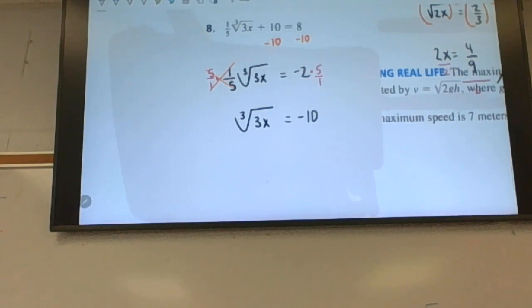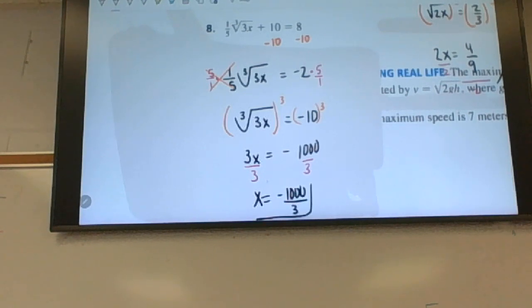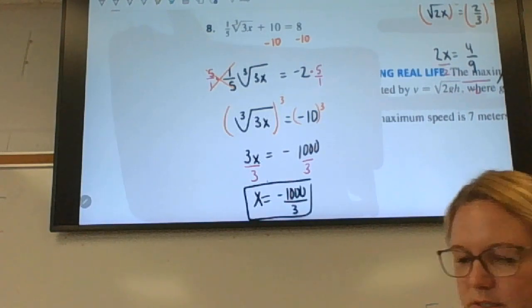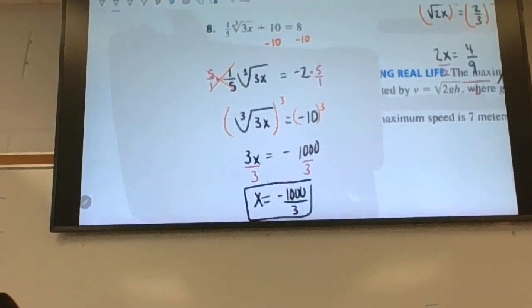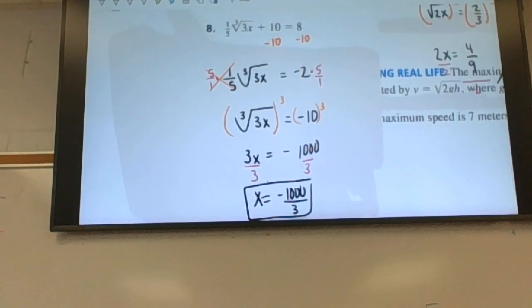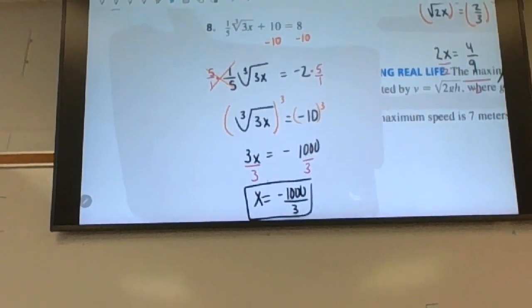Alright, to cancel a cube root, I'll do a little 3 exponent on both sides. I'm at 3x is -1000. Divide by 3. And I'm going to leave this as a fraction. -1000 over 3. I'm not going to make it a decimal. Well, it's equivalent, but this fraction's a little better. Okay, I'll take it. That's precise. What we don't want to do is write 0.3. Yeah. The second one.